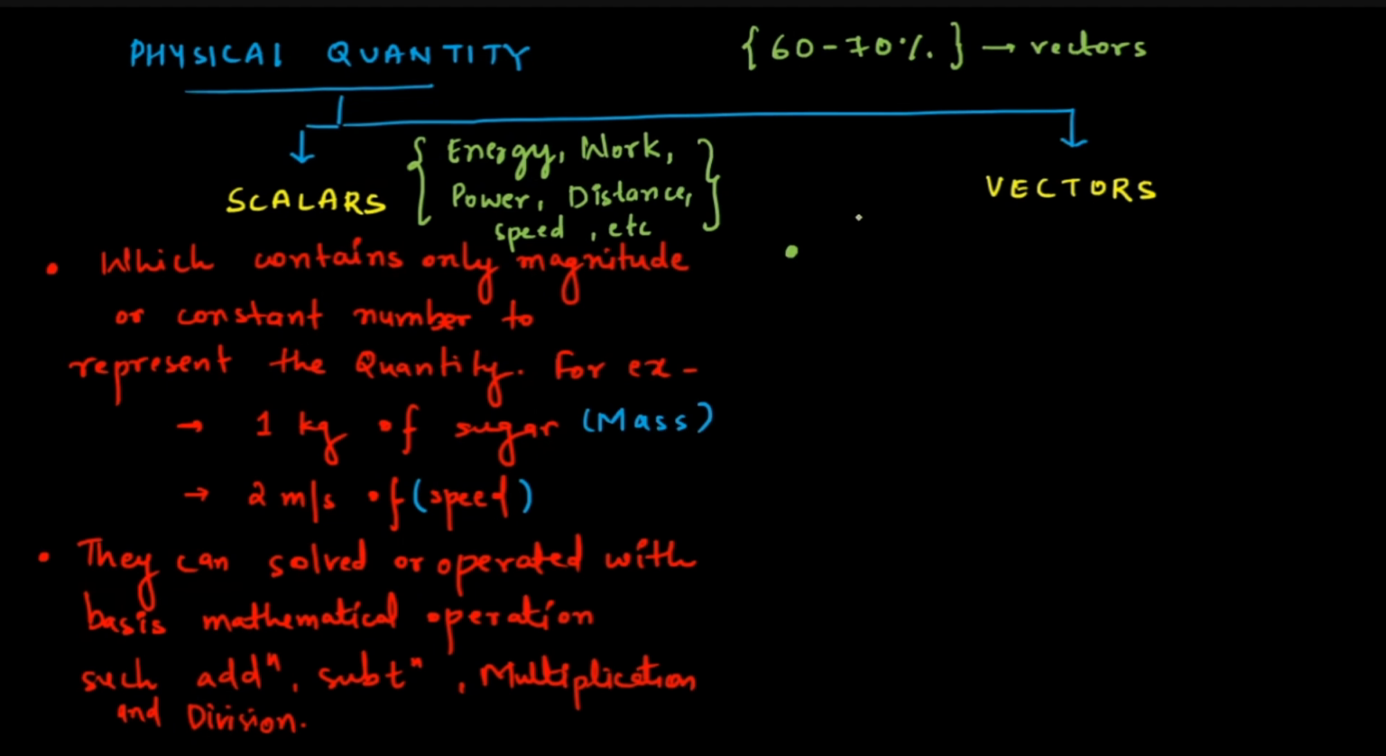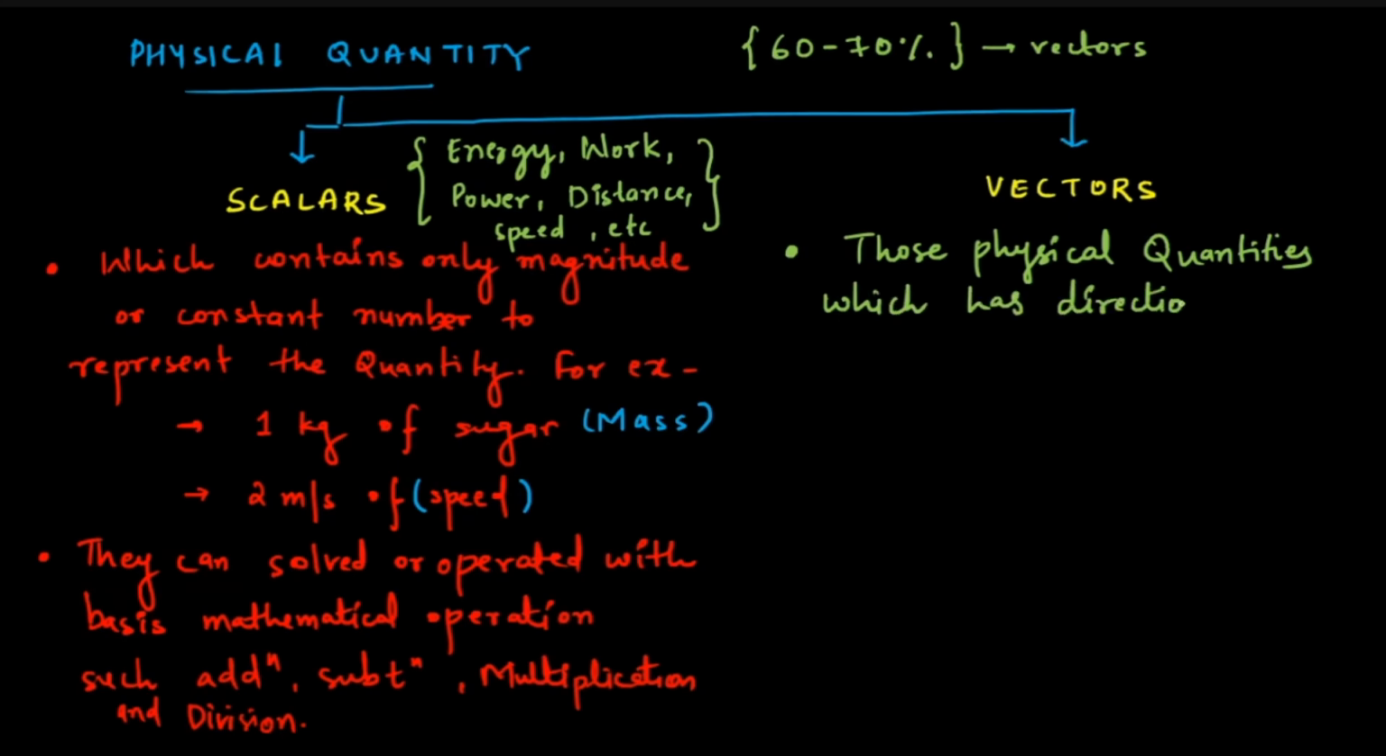So vectors are something which have magnitude as well as direction. We'll learn exactly what its direction is and how we can calculate it. So first of all, let us define it. Those physical quantities which have direction along with magnitude. So that is important.